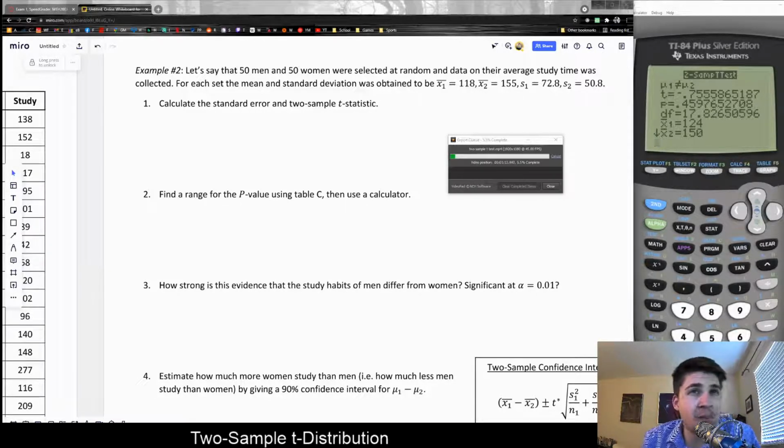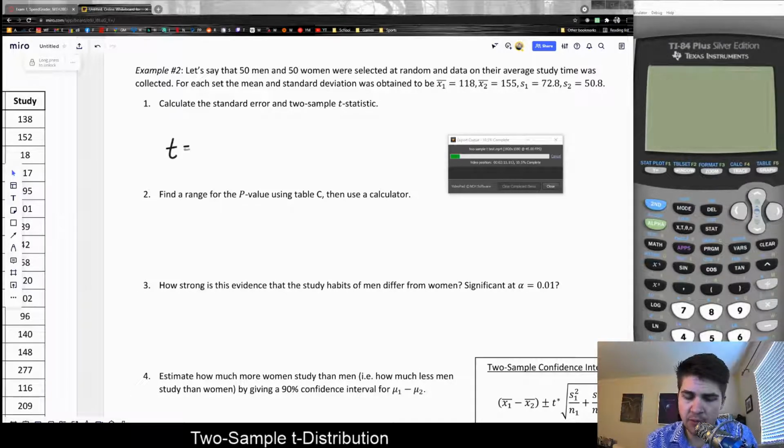So similar to example 1, let's say we increase the sample size and we do the same sort of test, and we have a good SRS of data. For each set, the mean and standard deviation were calculated and are given as follows. So it says start by calculating the standard error and the two-sample T-statistic. And we could do this all in one step just by using our formula.